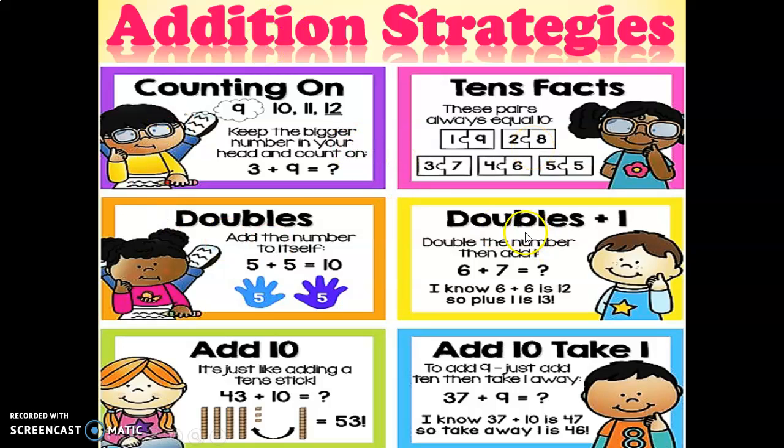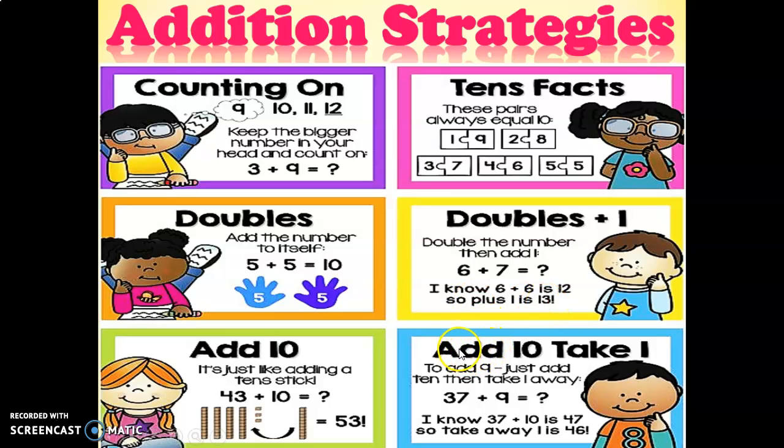The next strategy is called doubles plus 1. In doubles plus 1, you have to double the number, then add 1. So if you remember the previous strategy, doubles addition, doubles plus 1 is to just add 1 to the doubles. So if you have to answer 6 plus 7, and you know that 6 plus 6 is 12, you just have to add 1 to 12. So that makes it 13. So the answer for 6 plus 7 equals 13.